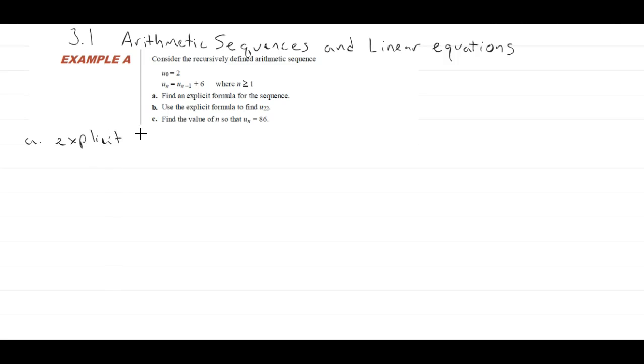explicit formula. What is that? That is just much like an equation, all right? An explicit formula gives a direct equation between two discrete quantities.